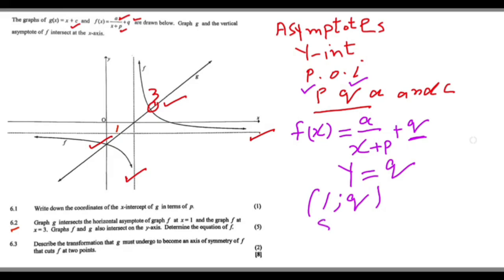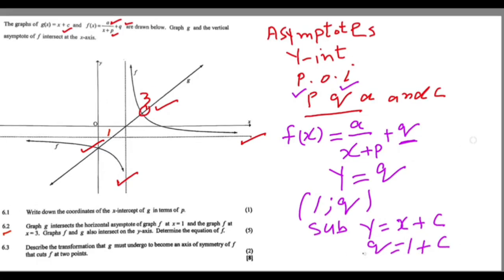Now we substitute this into y is equal to x plus c. So y is going to be q, x is 1, plus c. So therefore this is the value of q, 1 plus c. We also need this later.